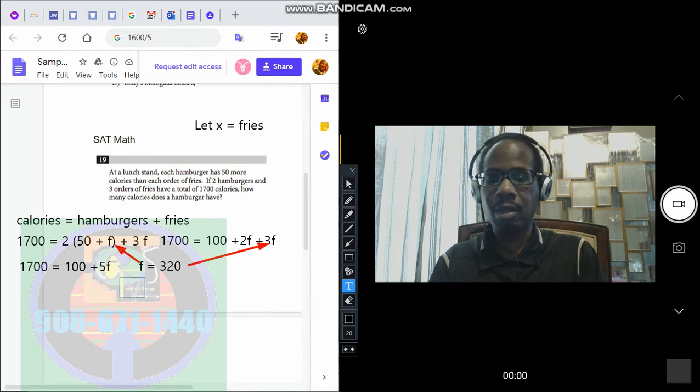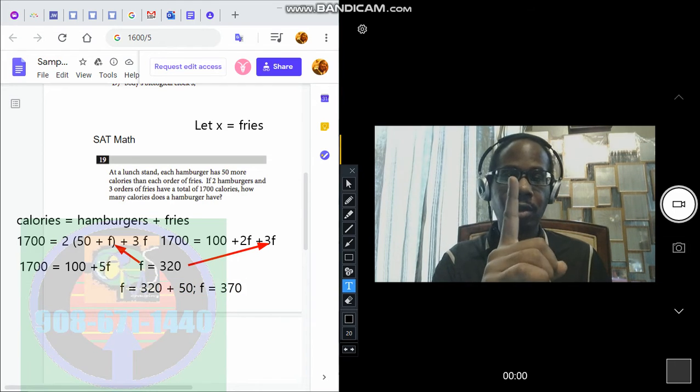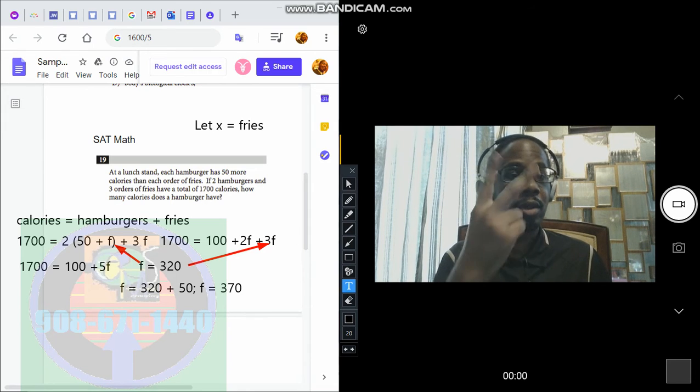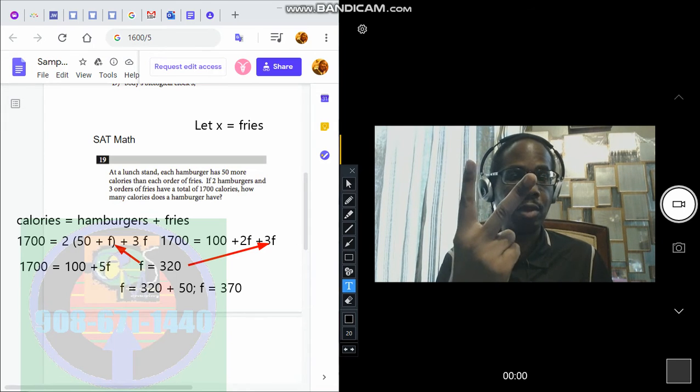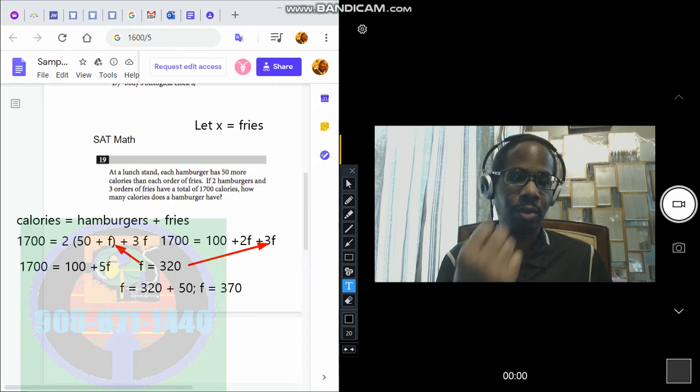So let's do that. So f equals 320 plus 50, and that will give us a result of 370. Now 370 calories would be for one order of the hamburger, but if you want the amount of calories for 2 hamburgers, you would just go ahead and take that statement 370 and multiply it by 2.